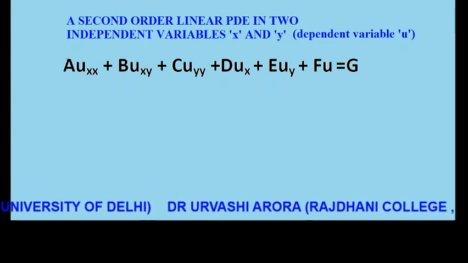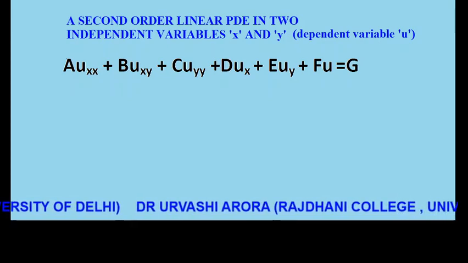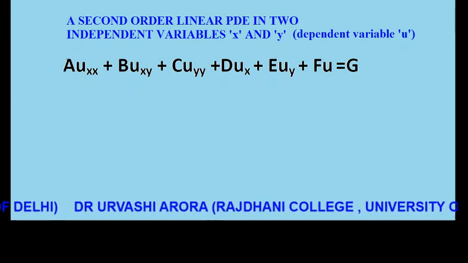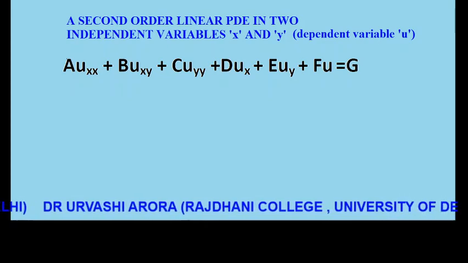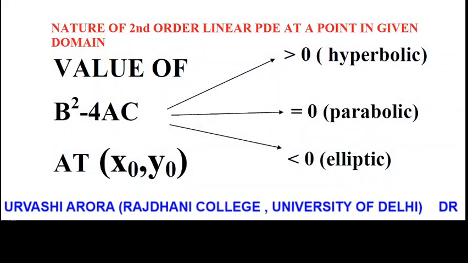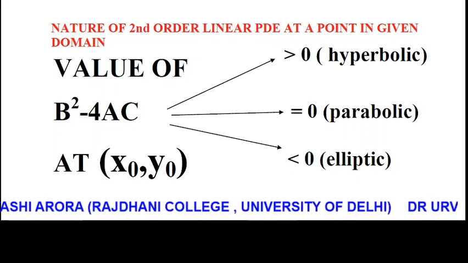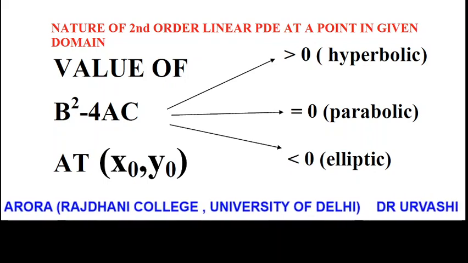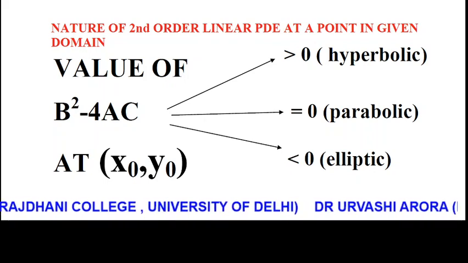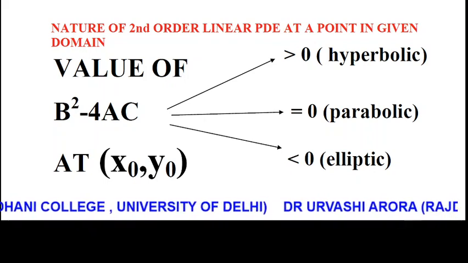Now when this is the case, the question is how to classify the second order linear partial differential equation. To classify it, we first need to learn what is the nature of the given second order linear partial differential equation at a point in the domain. So consider a point x0, y0, the ordered pair x0, y0 in the given domain of consideration.